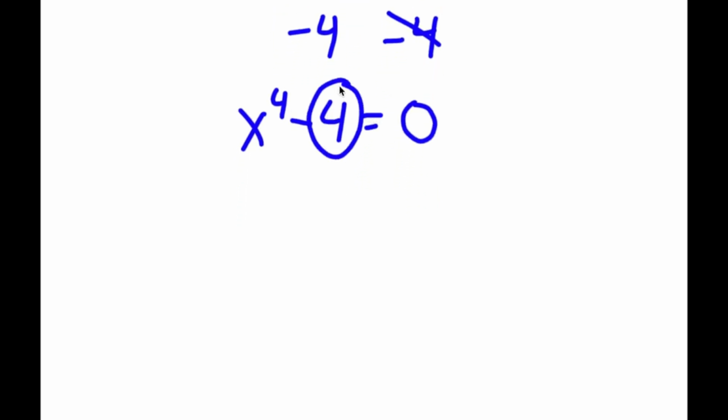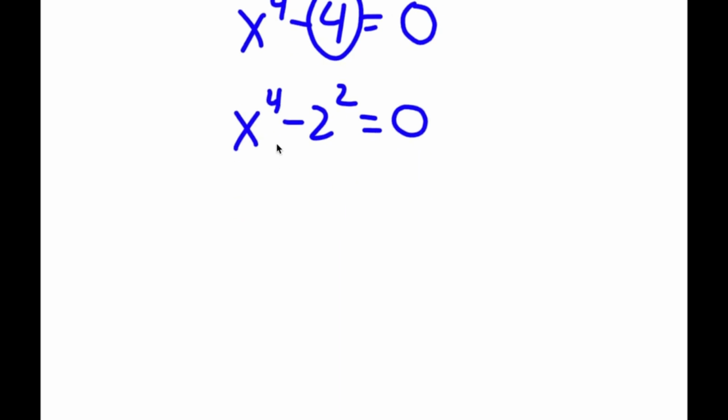Now, I'm going to rewrite 4 here as 2 squared. So now I have x to the power of 4 minus 2 squared is equal to 0. And I'm going to write x to the power of 4 as x to the power of 2 times 2. So I have x to the power of 2 times 2 minus 2 squared is equal to 0.